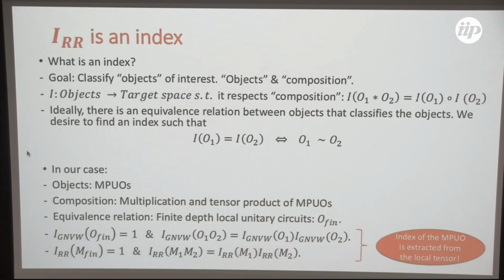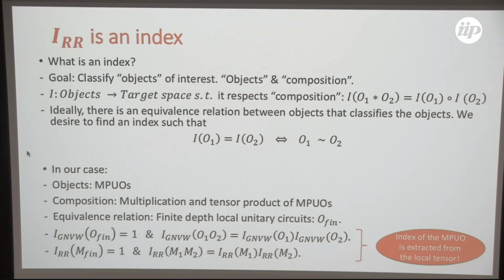Okay, so yeah, what is an index? This is the general slide. Basically, our goal is to classify objects of interest under some operation, let's call it composition. So I is a map from these objects to a target space such that we have this composition property. So when we compose two of these objects and calculate the index, it should correspond to multiplying it in the target space.